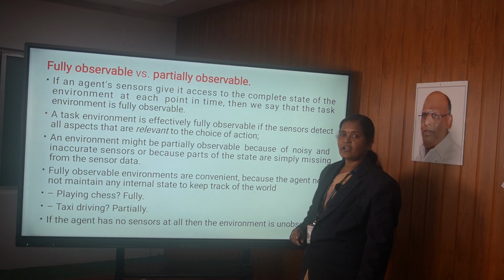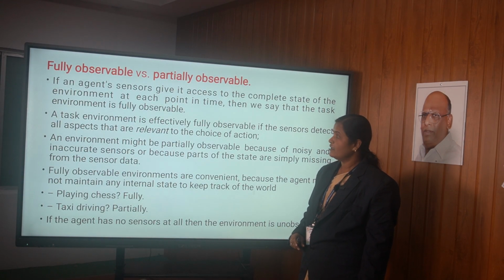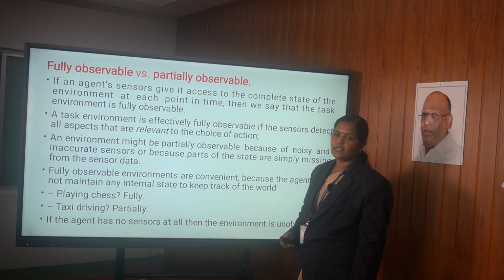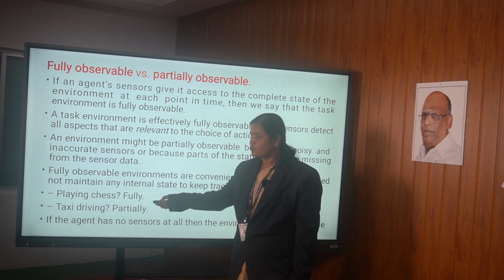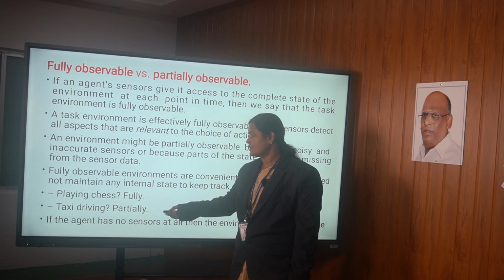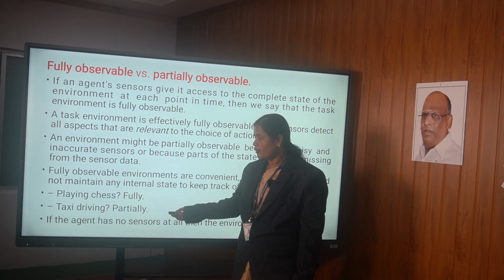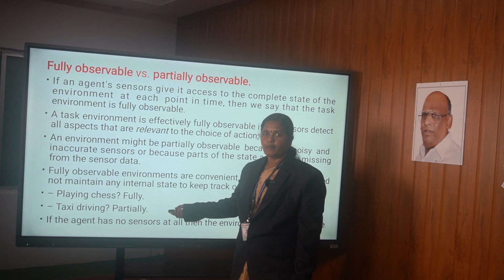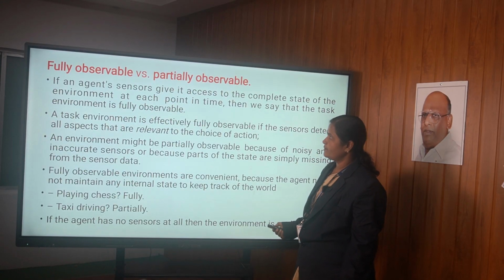Then the environment we call it as fully observable. If from the environment we are not able to get the complete information, we call it a partially observable environment. For example, playing chess. So we will get complete information about the board. Yes or no? That is why it is a fully observable environment. And taxi driving is a partially observable environment, because we will not know about the other traffic in the environment. That is why it is partially observable.